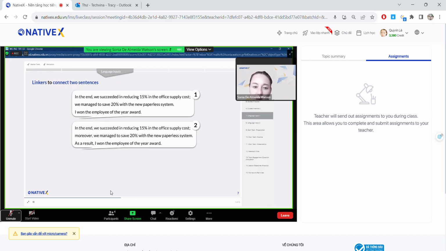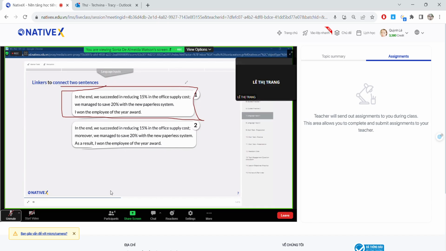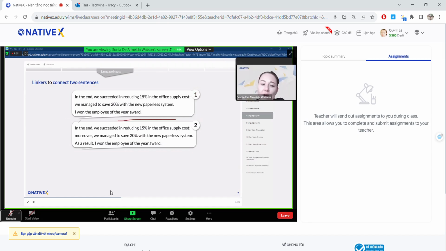Let's read paragraph 1. Trung, can you read that for me? Yes, in the end, we succeeded in reducing 15% in the office supply cost. We managed to save 20% with the new paperless system. I won the Employee of the Year award. Very good. Okay, now let's see paragraph 2. Paragraph 2 is the same paragraph, but it's a little bit different. Let's try and see why. What is different? You can listen.